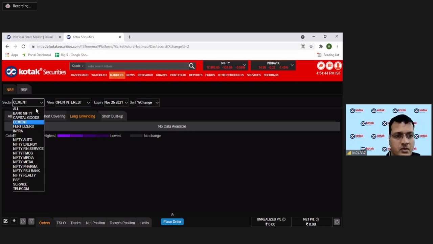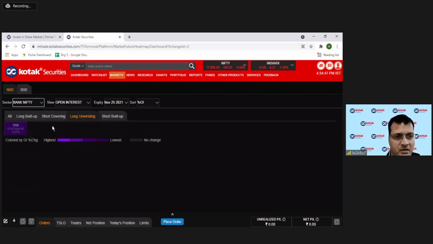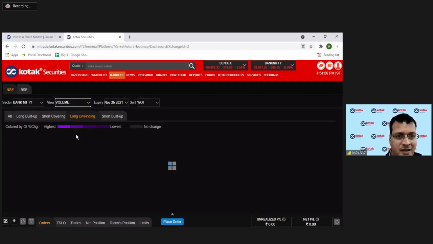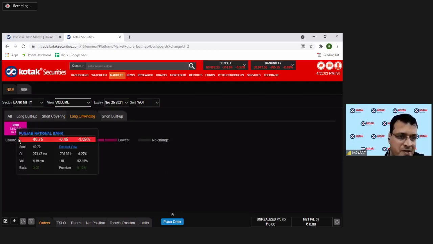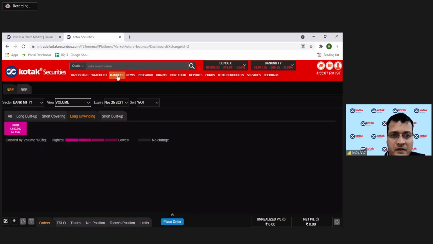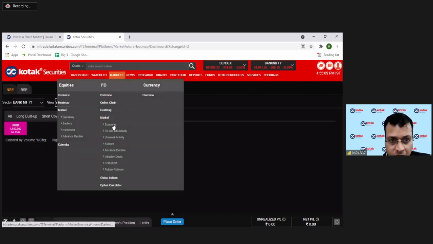It's not coming. We'll do bank nifty. So PNB is the stock which had high open interest. Okay. So this is how you can see. In case I want to see which stocks had the highest volume, PNB had the highest volume of 62.15%. All right. And I can see the detailed view as well. So that's about the heat map.